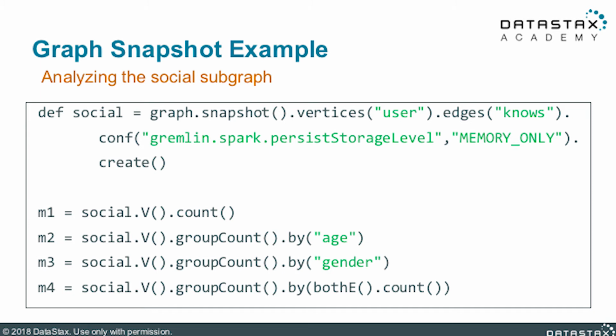We then execute 4 traversals over this snapshot using the respective OLAP traversal source called social in this example. All these OLAP traversals are analyzing the same subgraph, counting the number of vertices and their distribution by age, gender, and degree. The first traversal will take longer to execute because it is when the snapshot is actually materialized in memory, and all subsequent traversals will be very fast. It is that simple.